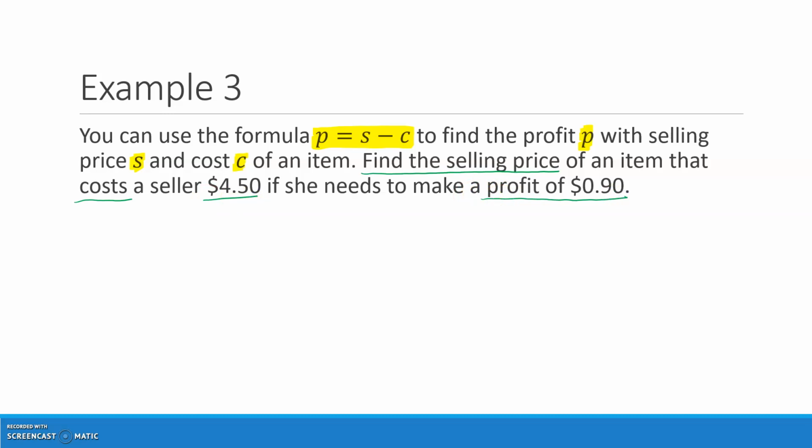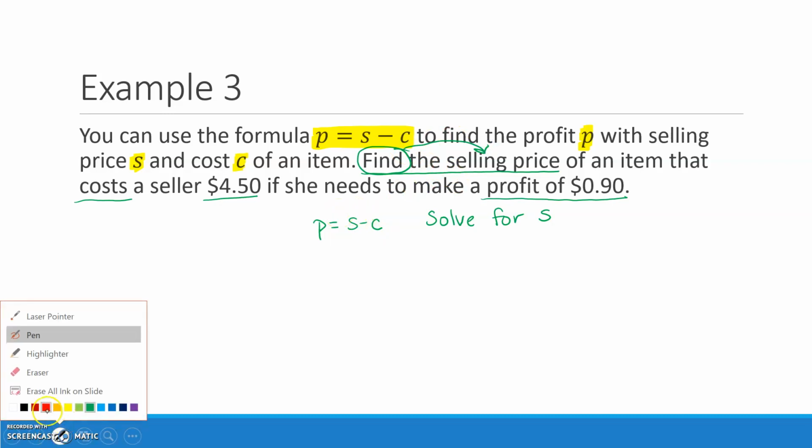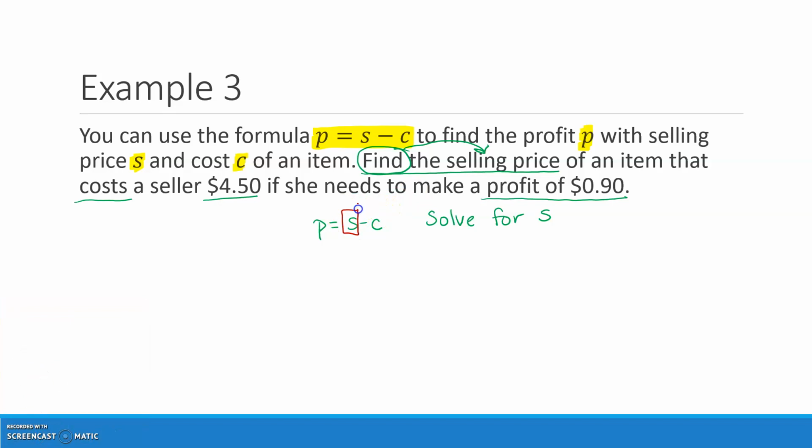Okay, so taking my original formula, what do I need to solve for? What are they asking me to find? They're asking me to find the selling price. So I need to solve for S because this is the unknown. Look for that word find, and that tells me I need to find S. So putting a box around it, I'm going to add C to both sides and I'm going to get S equals P plus C.